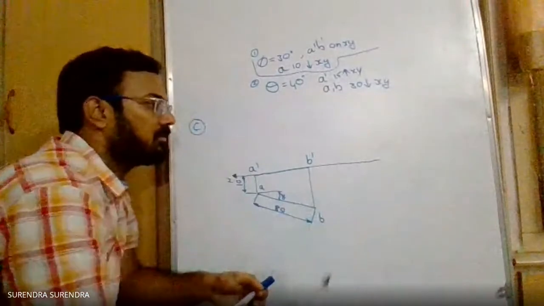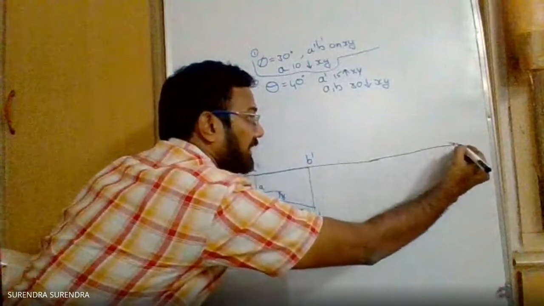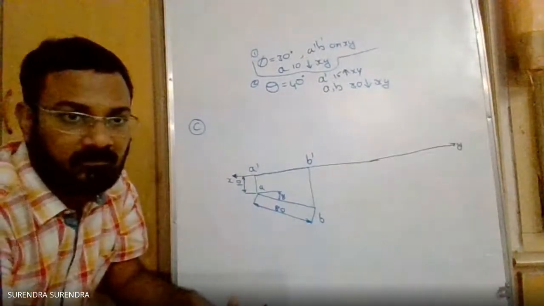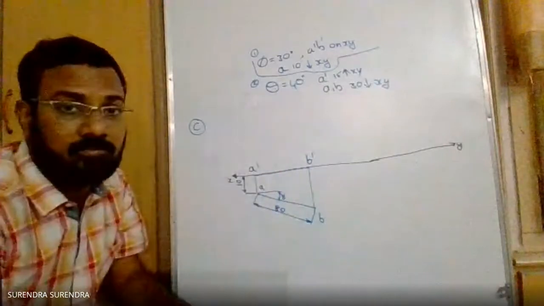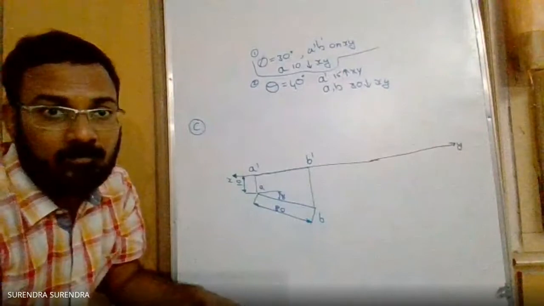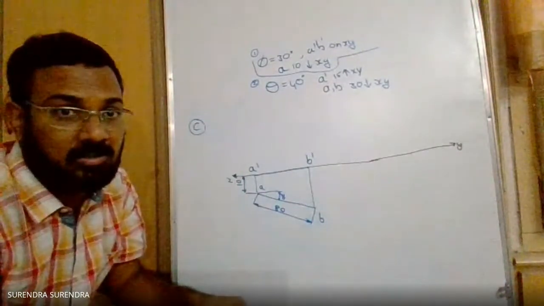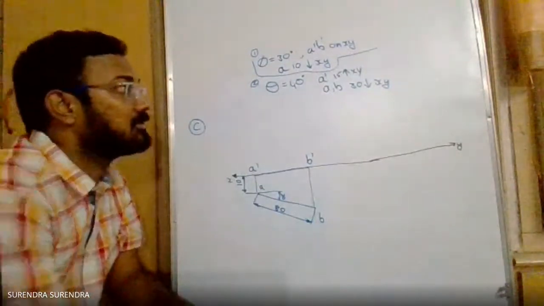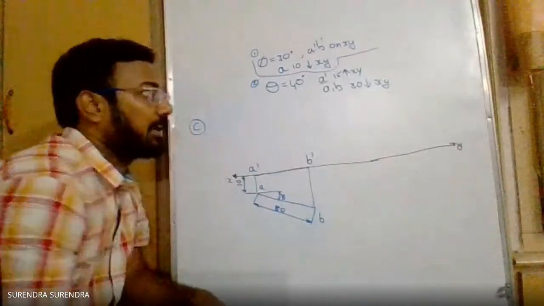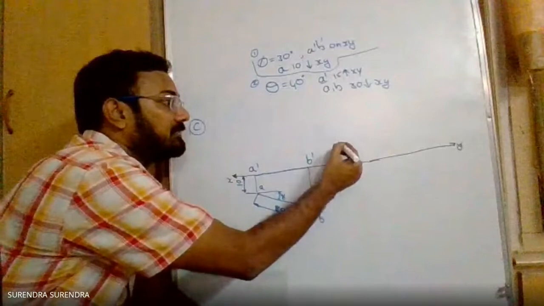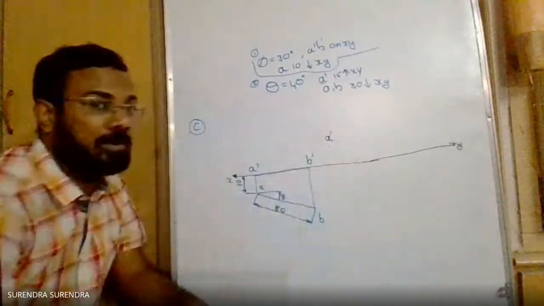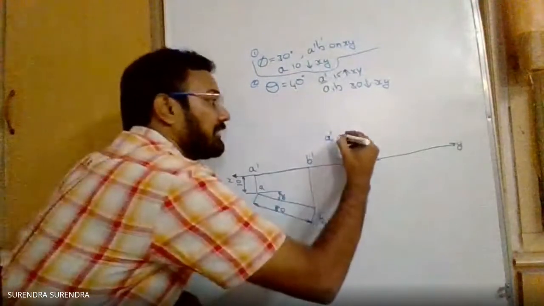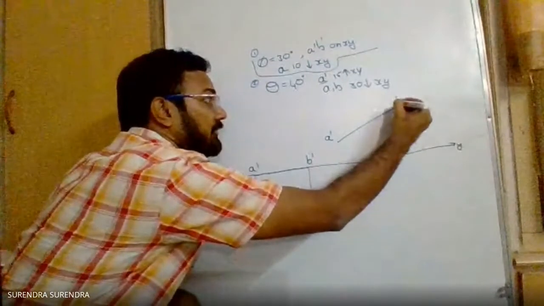I'm extending this. Represent all the three problems A, B, C on the same XY line. Now, first step, start with the view in which we can see the true length of the line. The line is inclined to horizontal plane, which relates to front view. So in front view, you can see the true length of the line and the inclination. Start with A dash. Mark A dash at a distance of 15 mm above XY line. From A dash, with 40 degrees inclination, draw an inclined line for 80 mm.